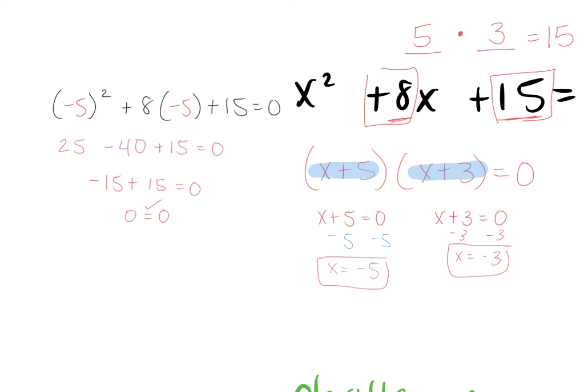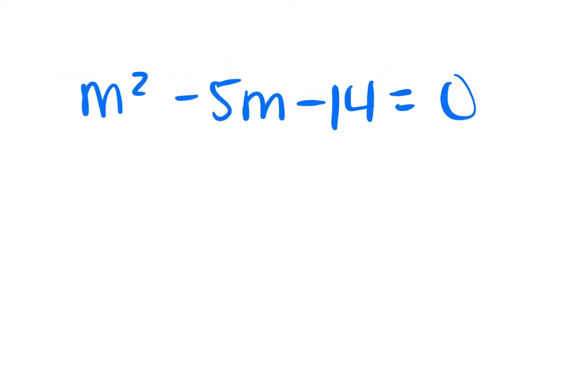Okay. Copy down m squared minus 5m minus 14 equals 0. That when we multiply them together, they're going to give me negative 14, our C. And when we add them together, they're going to give me negative 5. You got it, Brooke? What is it? Booyah! Negative 7 and positive 2.